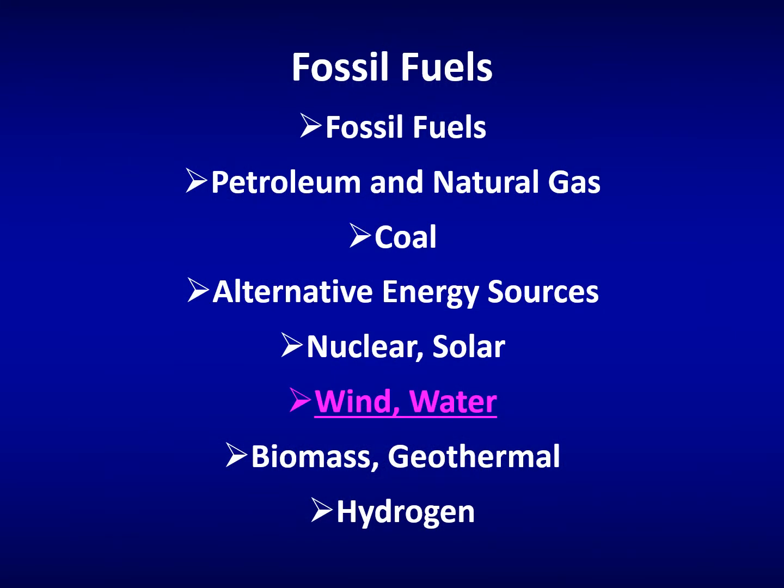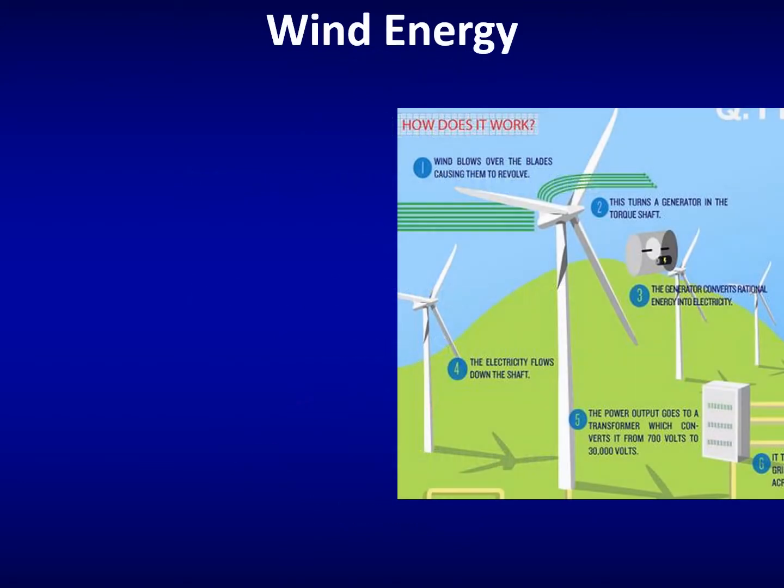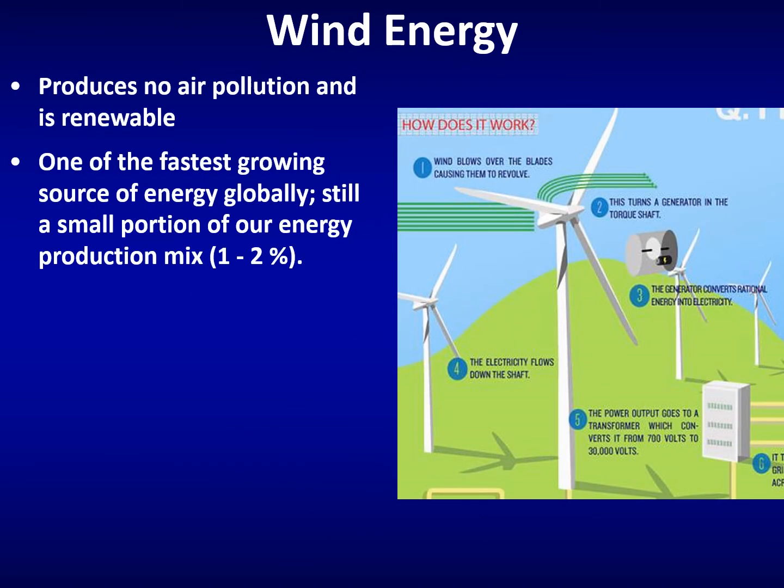Let's take a look at wind and water. You've seen many a wind farm here, especially in DeKalb County. The wind turbines, when pointed in the right direction, produce motion from the wind, and that turns a turbine, which produces electricity. Wind, of course, produces no air pollution and is renewable.